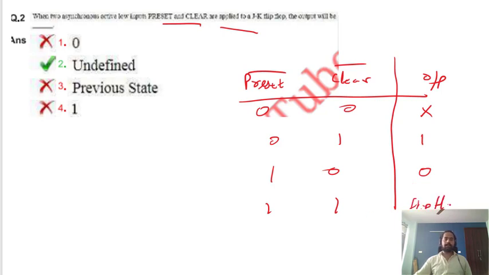So what they are asking here: when two synchronous active low inputs, both the inputs are active low, that is 0 0. On 0 0 the output will be don't care. So this is an undefined state, you can say. So option second will be the correct answer. Next question.